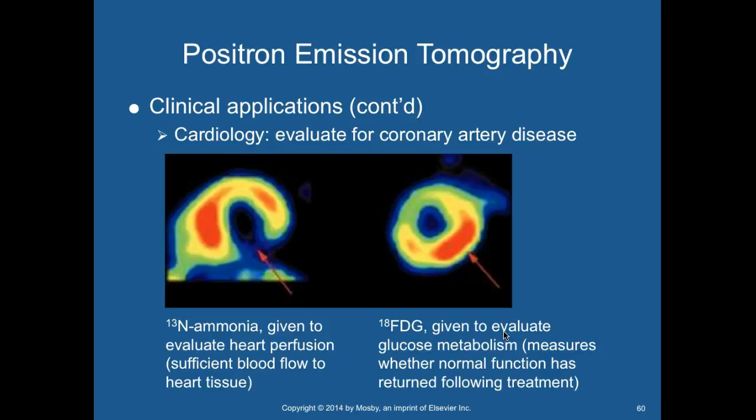So clinical applications for cardiology, so we evaluate for coronary artery disease, and we use the ammonia given to evaluate heart perfusion, so sufficient blood flow to the heart tissue. FDG is given to evaluate glucose metabolism, measures whether normal function has returned following a treatment. So you can see that there's a dead spot here, and you can see that it's restored.